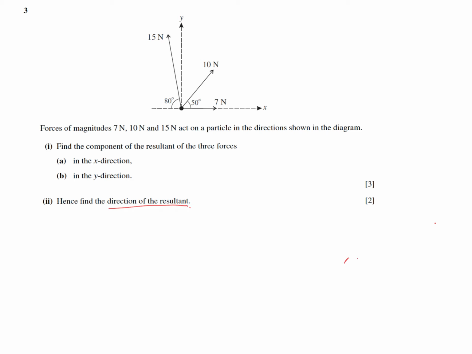Okay, for the first part, I'm going to split it into X and Y and then compute them. What do we have for X? Along the x-axis we have 7 Newton, and then you have 10 Newton that's acting at a certain angle, so we have to resolve that. And then you have 15 Newton on the left-hand side which is acting at an angle, so we have to resolve this. So let's sort this out.